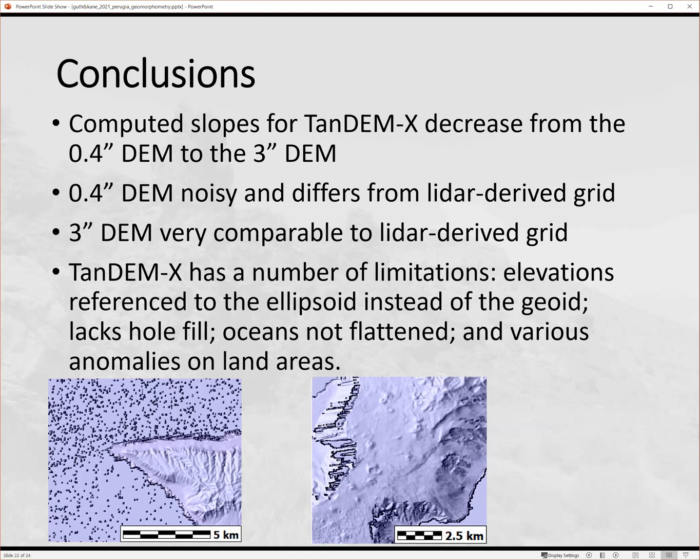The elevations are referenced to the ellipsoid instead of the geoid. They lack the hole fill. The oceans aren't flattened. So if you look at the 2 little snippets on the bottom, the colors are all messed up because the oceans aren't flattened, and the GeoTIFF headers don't say what the missing value data is, and the missing value data isn't consistent. And there are some anomalies on land, such as the various holes that have not been filled.